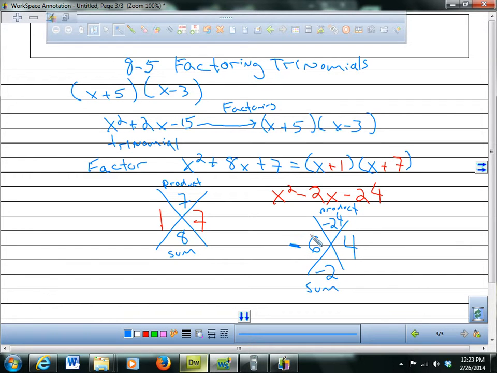Negative 2. Now, like Jordan said originally, if I said that this one was plus 6 and this one was negative 2, then this would have been a positive 2 down here, right? So that wouldn't have worked. So I have to figure out what two numbers multiply to the top number and add to the bottom number. So those come out to be 6 and 4. What that means is that this thing factors to x minus 6 times x plus 4.